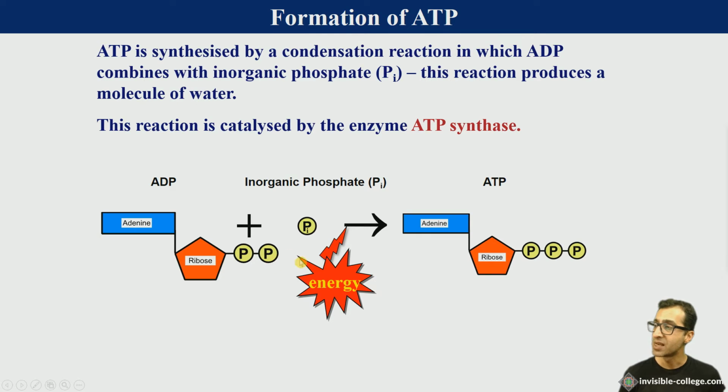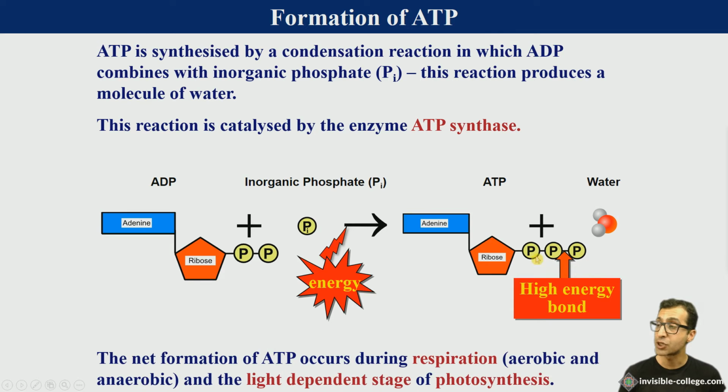So what we're saying here is the energy being stored in the ATP molecule is actually stored in the phosphodiester bond that forms between the second phosphate group on the ADP molecule and the inorganic phosphate, which forms the third phosphate group in the ATP molecule. So it's really this phosphodiester bond that you see here which stores the energy carried by ATP. Now this is a condensation reaction, so in forming that phosphodiester bond, we also form a free water molecule. So this is the high energy bond here.